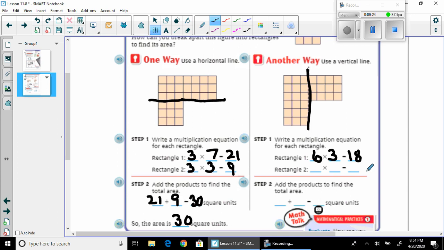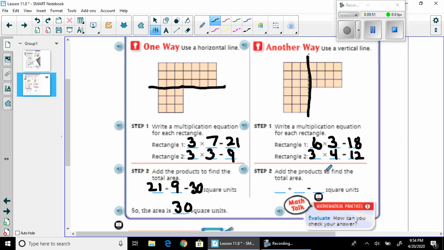All right, second figure, again, I'm going to do the length first. So 1, 2, and 3. So my first factor would be 3. And then counting over my length, I see 4. Okay, 3 groups of 4 is 12.